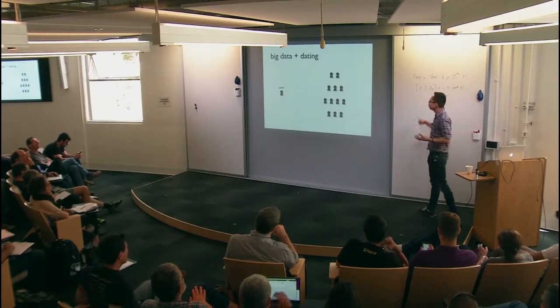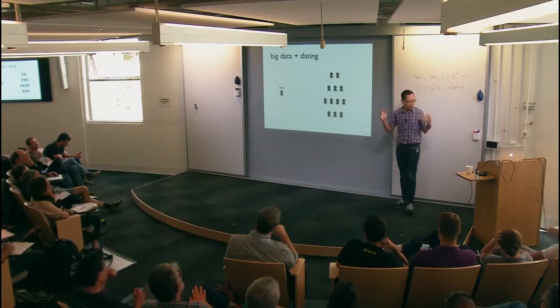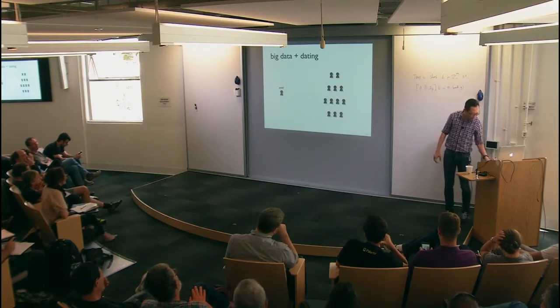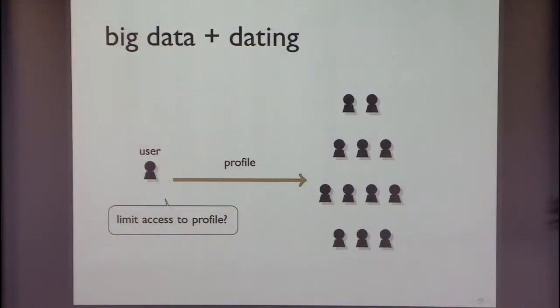big data. All right? So you have a user who wants to date on the internet, and the user wants to publish some sort of a dating profile. The dating profile contains all kinds of personal information, pictures, email addresses, age, hobbies, blah blah blah. And you really want to limit access to this profile to people who fit your dating criterion, for instance.